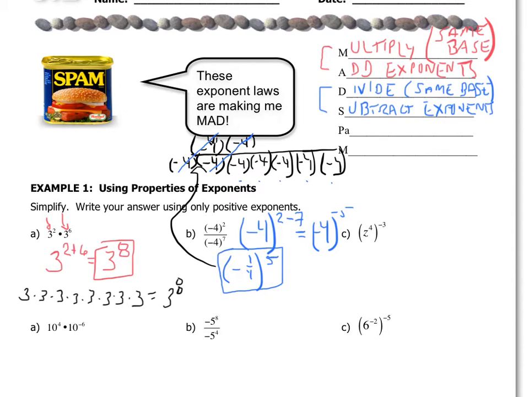So on our last one, we now see the PA and the M. So for the PAM of MAD SPAM, this one is called power of a power.